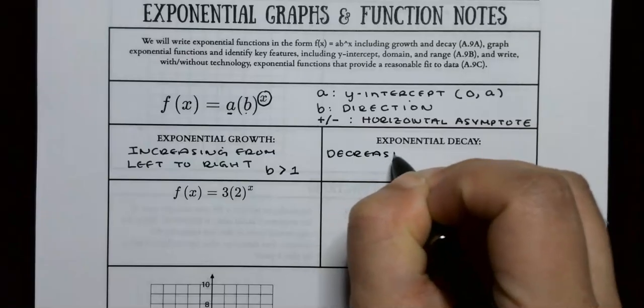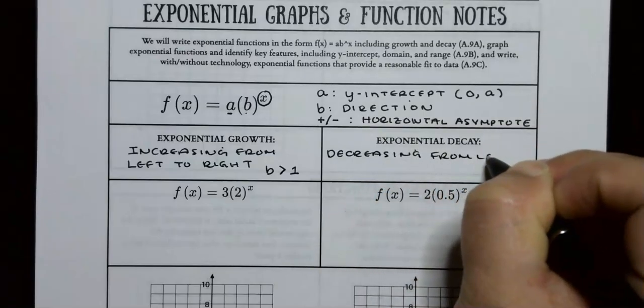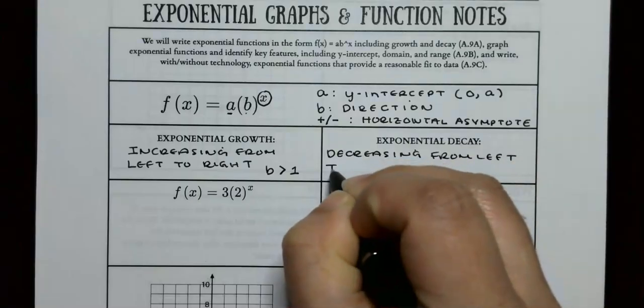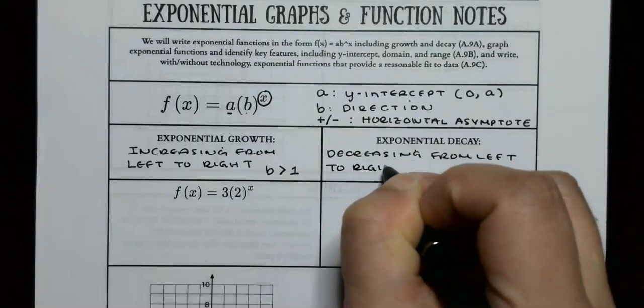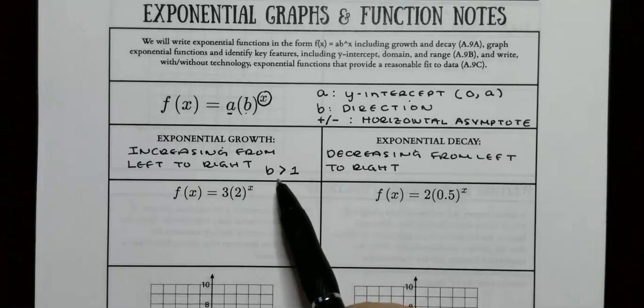Decreasing from left to right. Now, we know that in order for this to decrease, b cannot be a number greater than 1, because that means it is growing, it is increasing.